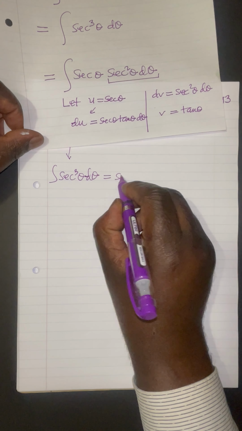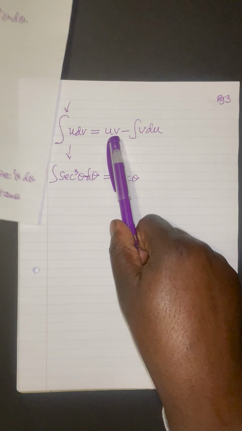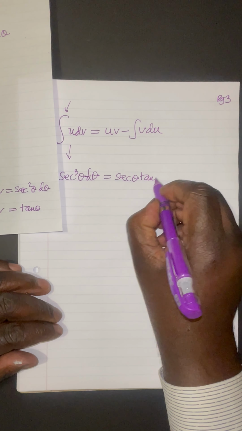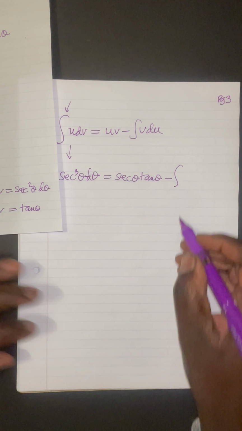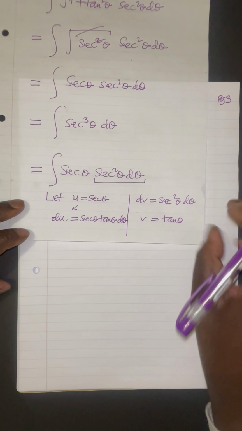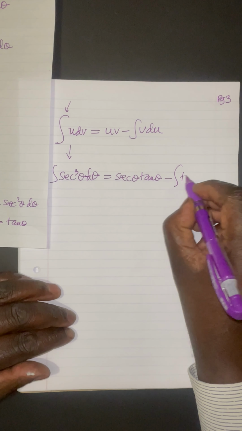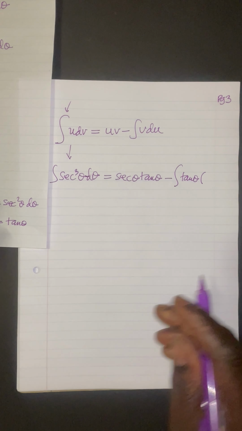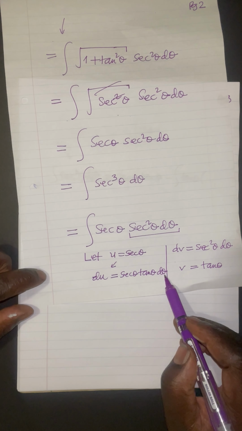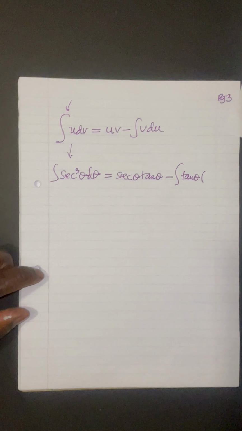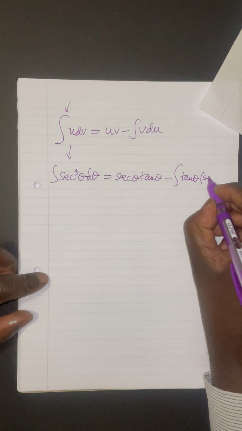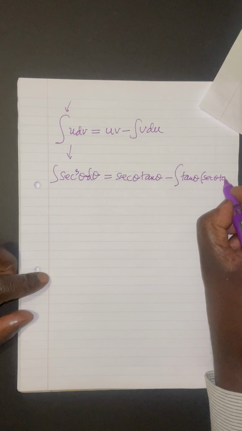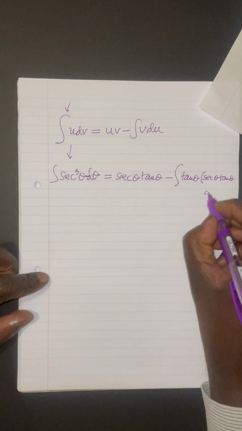So I have sec theta. What is v? Well, v is tan theta. So now I have tan theta here minus the integral of what is v? Well, v is tan theta. So now I have tan theta there, and times, let me put brackets here. What is du? Well, du is sec theta tan theta d theta. So now we're changing that to sec theta tan theta, and then we have d theta.